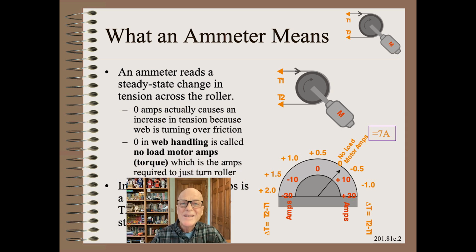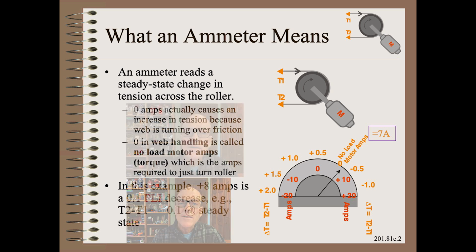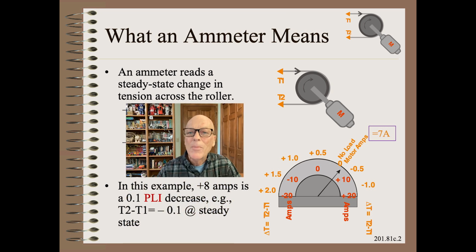The motor must output a value that we call no load motor amps in order to have the motor-driven roller do nothing to the web. No load means no external load, such as from a tension change. In this example, we see that it takes 7 amps of current to just overcome the drag and do no work on the web. Thus, T2 equals T1.